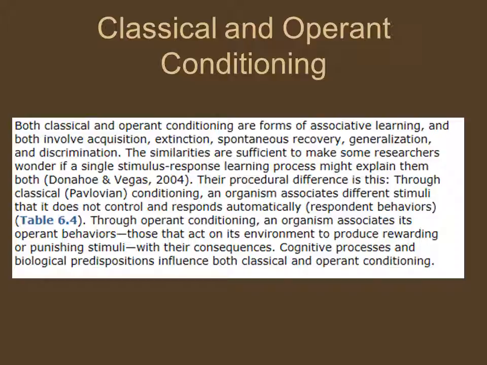Classical conditioning is when an organism associates different stimuli that it does not control and responds automatically, causing reflexes. Through operant conditioning, an organism associates its operant behaviors, those that act on the environment, to produce rewarding or punishing stimuli with their consequences. So operant conditioning works more on whether or not you're rewarded or punished, and classical conditioning is based more on how your reflexes are going to be learned.